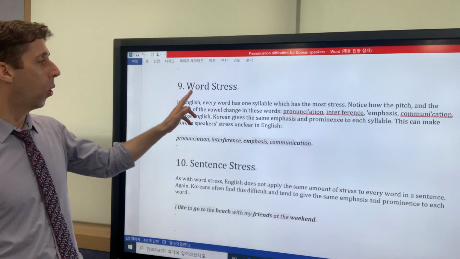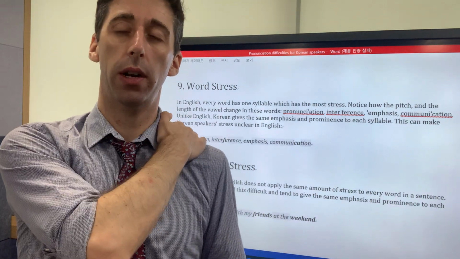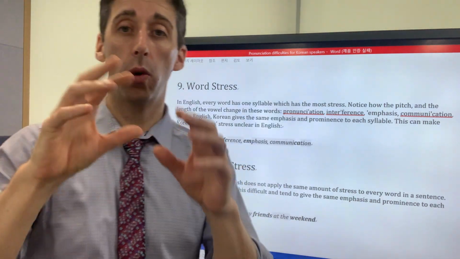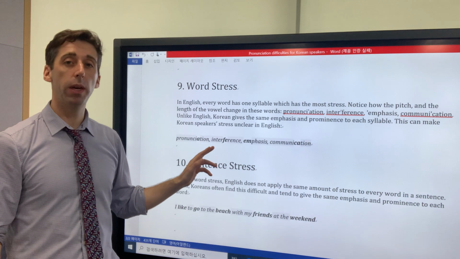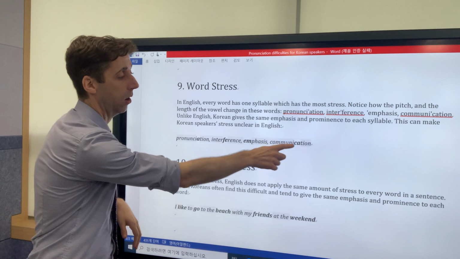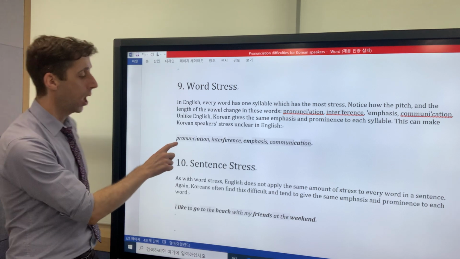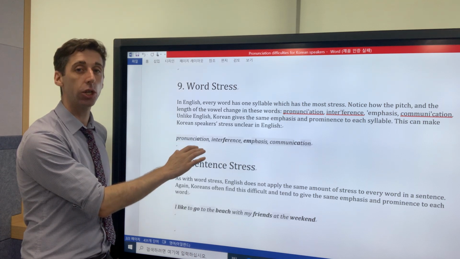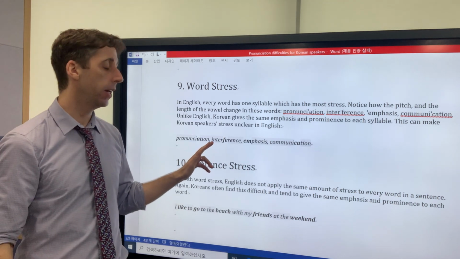Next one, word stress. Now, word stress is not stress like in your body. Word stress is about controlling the words that you speak. Okay? So, for example, we have these big words here that we want to stress the parts of, this part of the word, this part of the word, this part. For example, pronunciation, pronunciation. Okay? Let's try the next one.